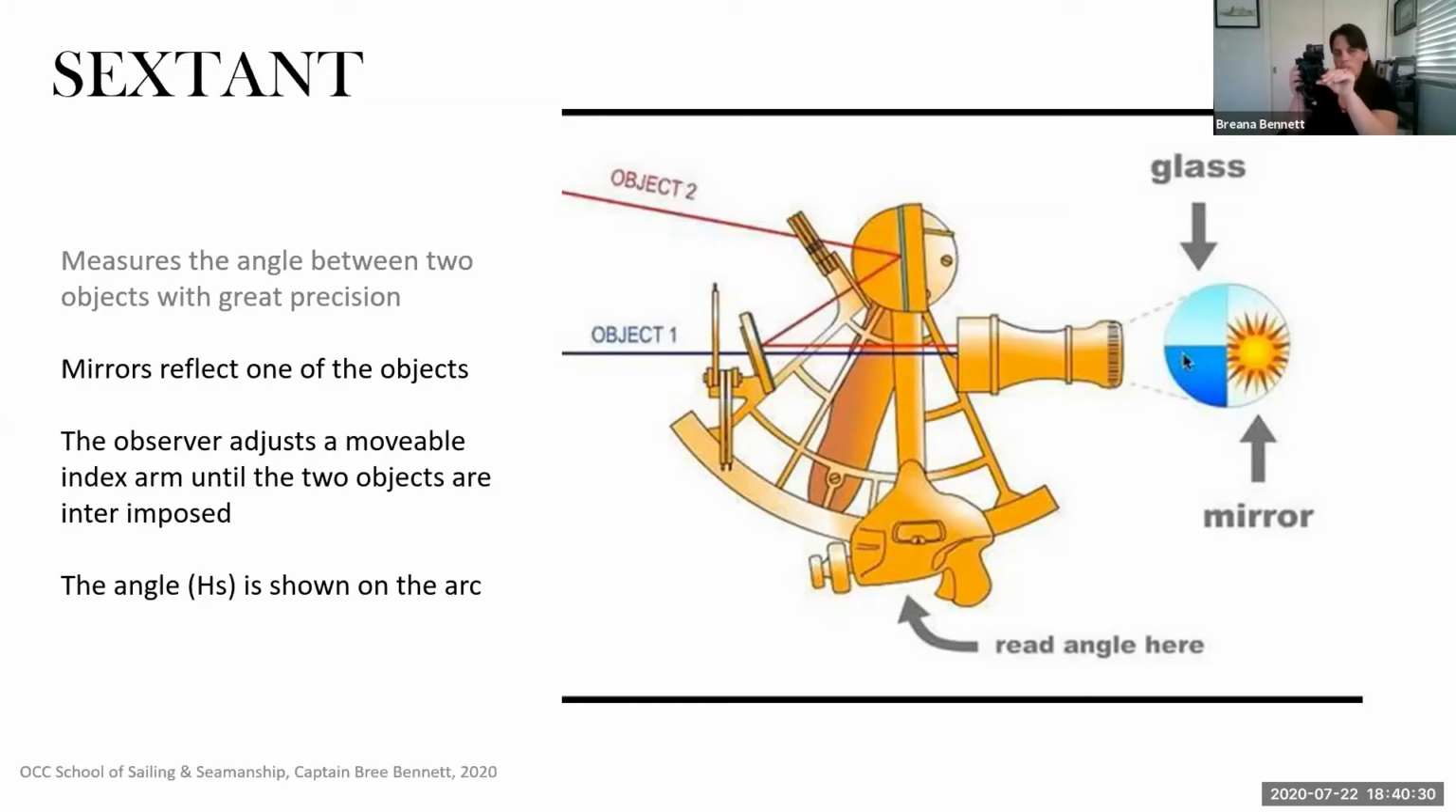So those filters are for the horizon, and these filters are for the sun or the star, whatever you're looking at. So for the celestial body, those mirrors or filters are closest to the index mirror. For the horizon, those filters are closest to the horizon mirror.